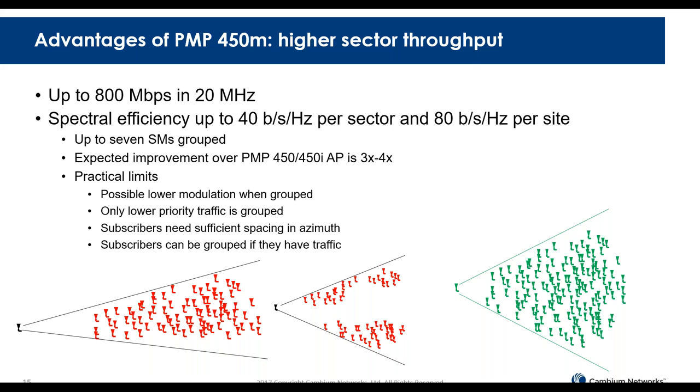Another consideration is that only the lower priority traffic is grouped. We talked about this. If we have high priority traffic like VoIP packets that are short, we want to send them quickly in beamforming mode, one by one, without having them part of a group. One of the main reasons is that we want the group to be formed by subscribers that have a large amount of data to transfer.